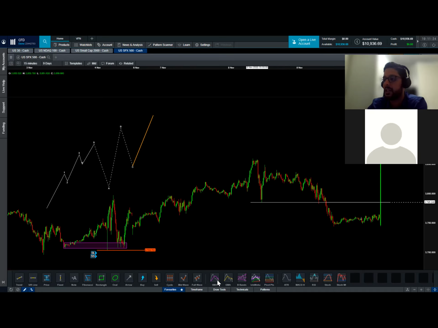So this body needs to go here, and then a pullback to this area would be a buying opportunity, right?